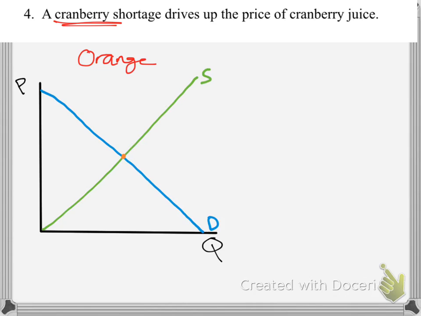Well, if there's a shortage of cranberry juice, then that means the demand for orange juice would increase. Because if there's not enough cranberry juice, people are going to buy more orange juice as a substitute. Think of it like that. So that's an increase or shift to the right. Our new equilibrium point would be up here, so it's kind of the same as the last one.